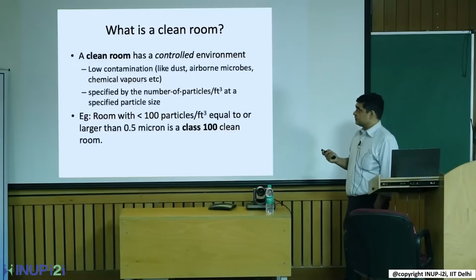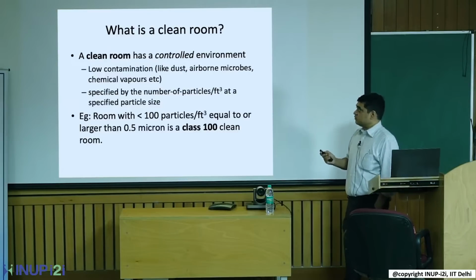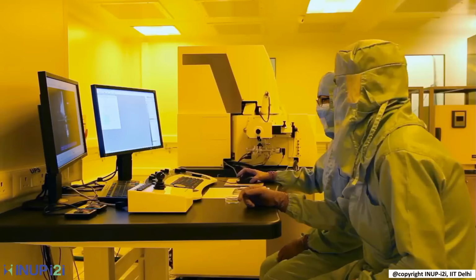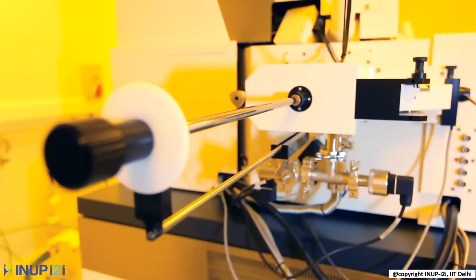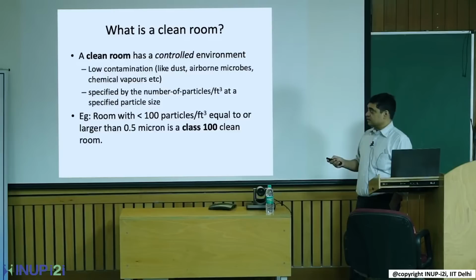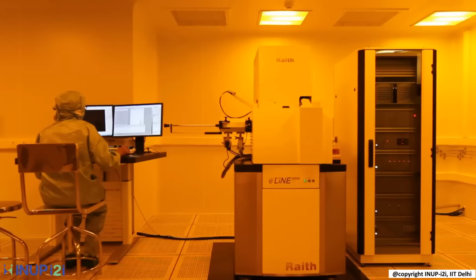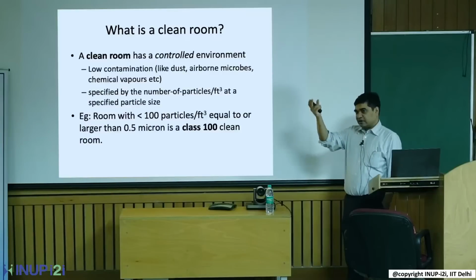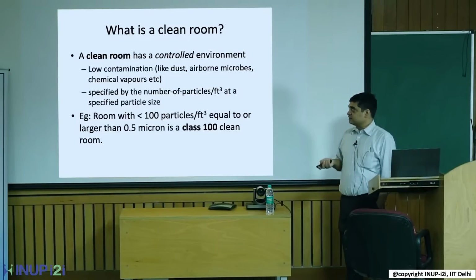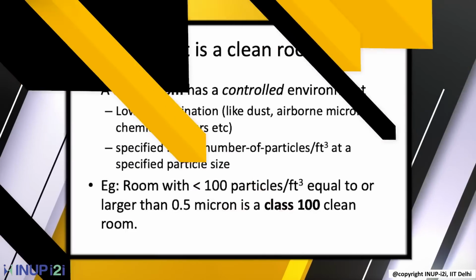A clean room is specified by the number of particles per cubic foot for a particular size. So when I say something is class 100, it means a room with less than 100 particles per cubic foot equal to or larger than 0.5 micron. That's a class 100 clean room. You may have heard about PM 2.5. It's a similar specification. It's for air, the number of particles equal to or larger than 2.5 micron. That's your PM 2.5 number.